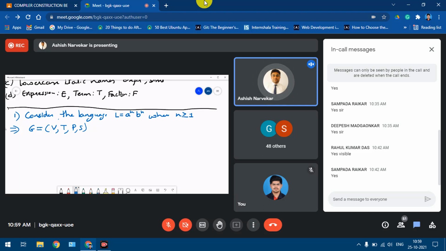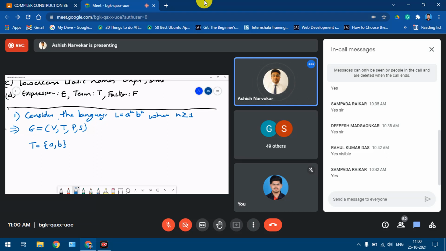This n is nothing but just the power. It is just telling the number of occurrences of each of the terminals. So the language consists of the two symbols a and b. So what we can do is define T. So T is nothing but a set of just two symbols, a and b.